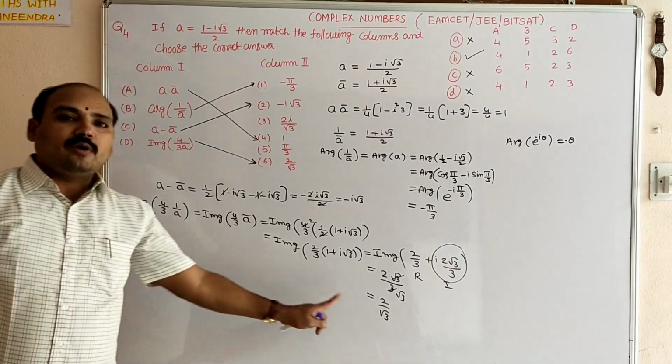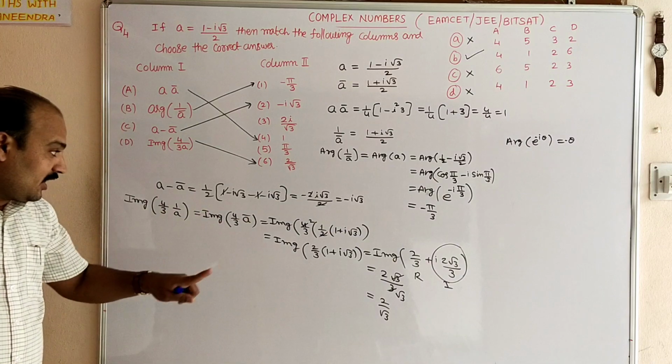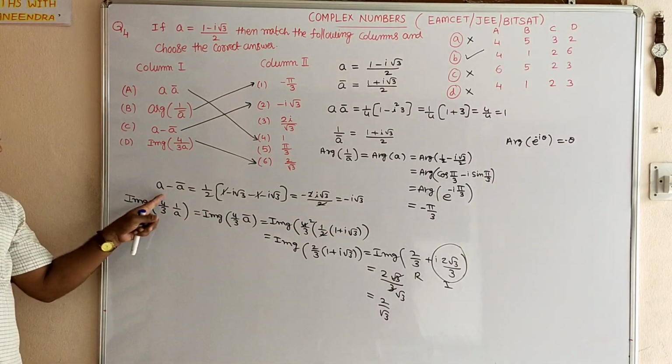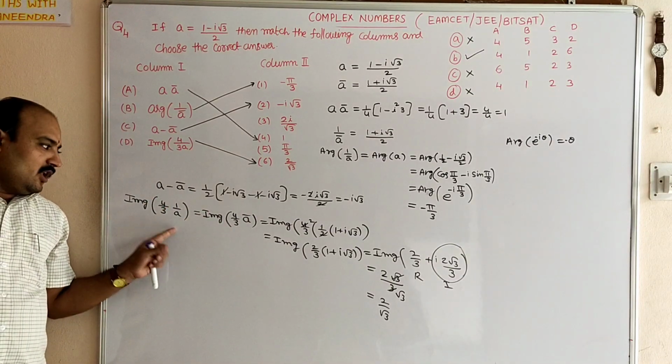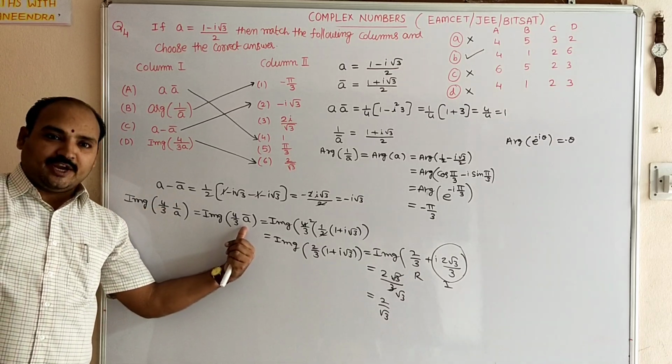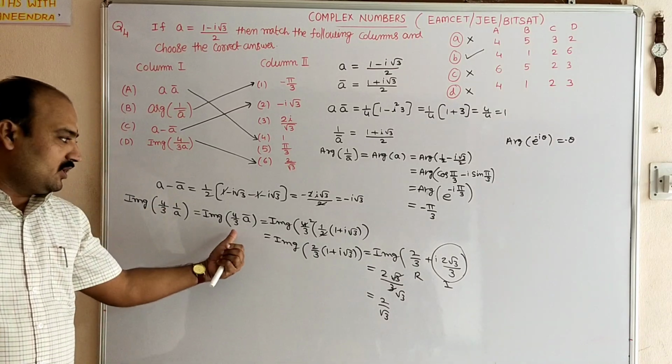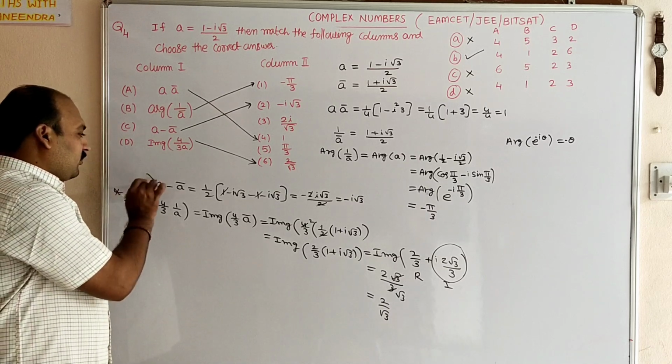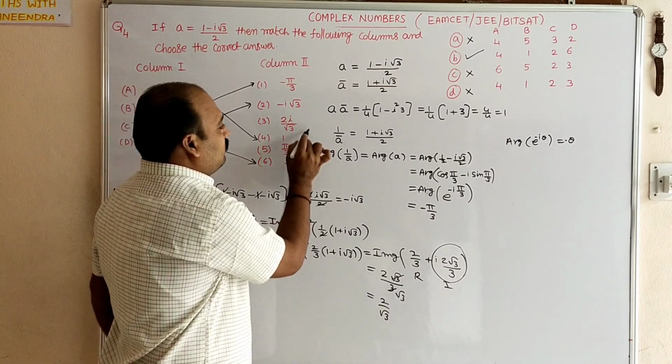So this is the way we have to do it. Once again I'll repeat here: imaginary part of 4 by 3 into 1 by A means imaginary part of the reciprocal of the complex number, which is equal to the complex conjugate. You have to remember this point. We'll move to the next question now.